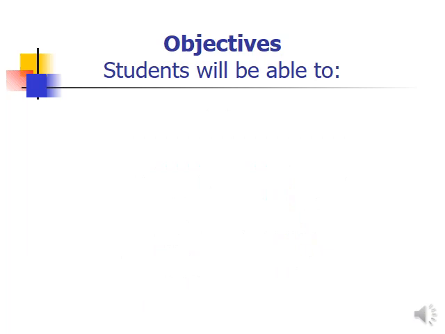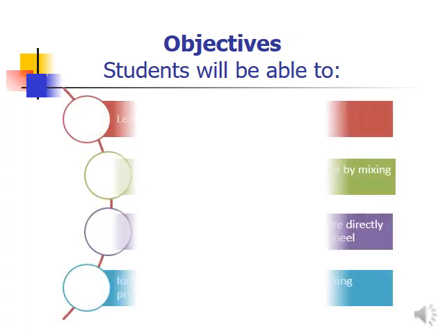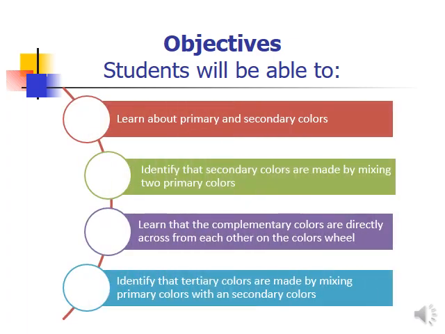Let's see together what is our objective. Students will be able to first learn about primary and secondary colors. Second, identify that secondary colors are made by mixing two primary colors. Learn that the complementary colors are directly across from each other on the color wheel. And finally, students will be able to identify that tertiary colors are made by mixing primary colors with secondary colors.